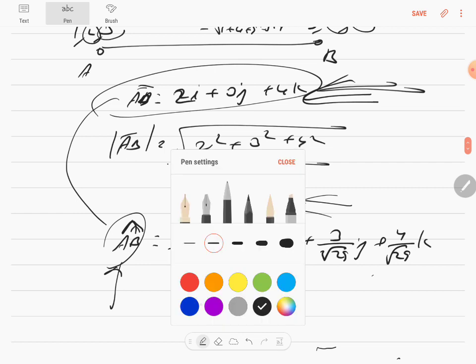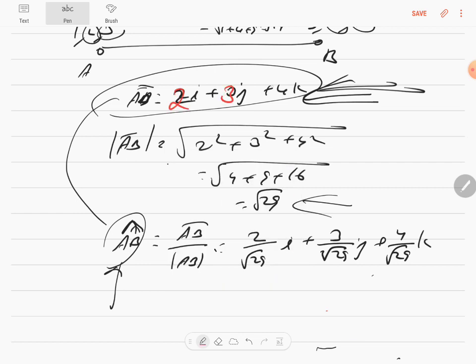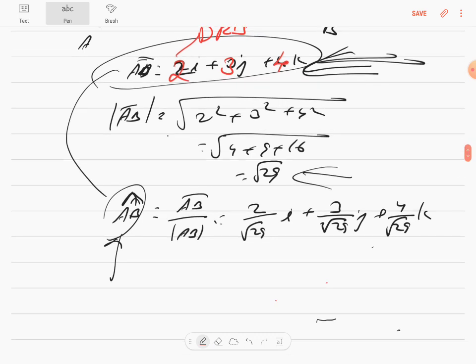So those coefficients, that is the 2, 3 and 4, we don't call them coefficients, we exactly call them direction ratios, DRs. When it is not a unit vector, the coefficients are called direction ratios. When it is a unit vector, we call them direction cosines, DCs.